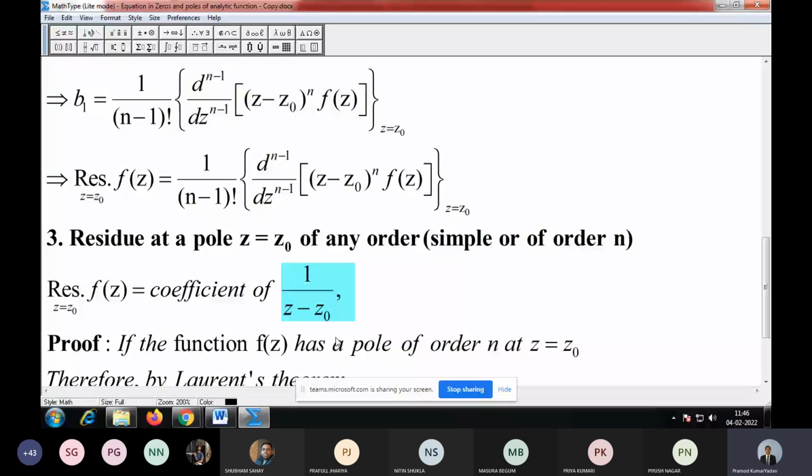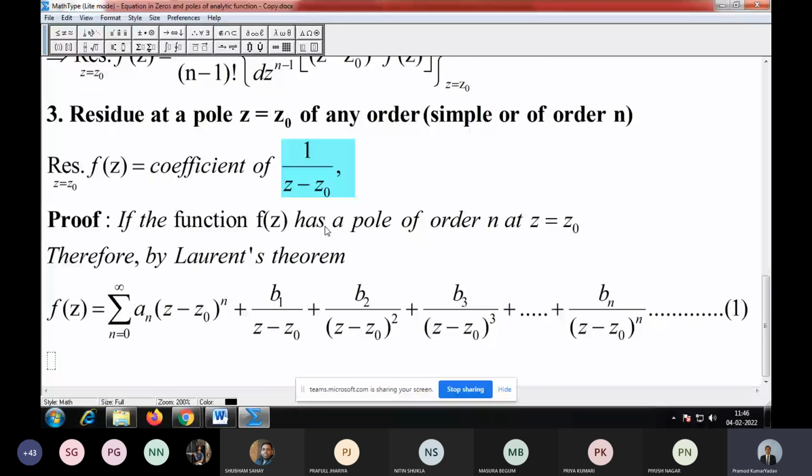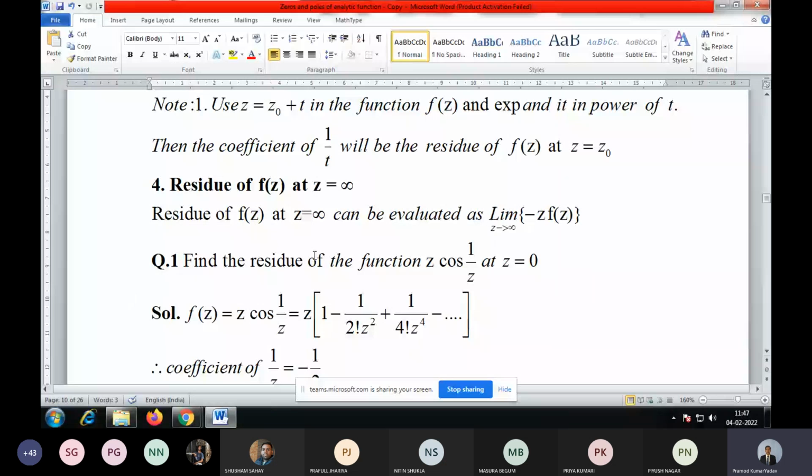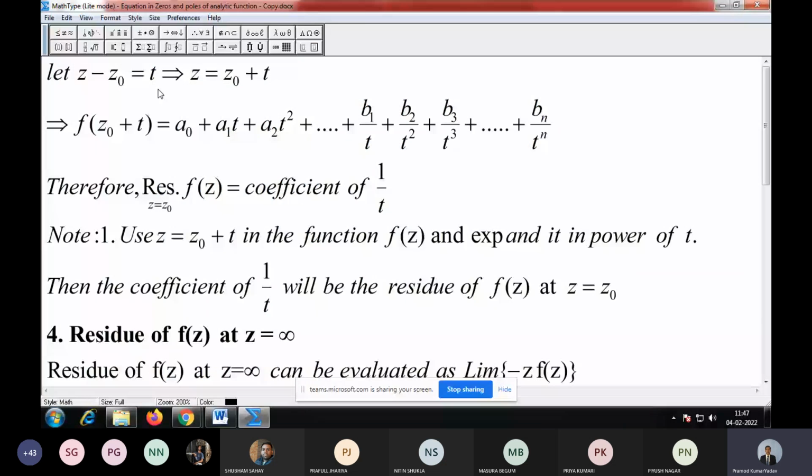Okay, so the proof is again very simple. If the function f(z) has a pole of order n at z equal to z0, then we know already that b1 is the residue of f(z) at z equal to z0. Just assume z minus z0 equals t. So z will be z0 plus t, and f(z0 plus t) will come like this. Then the residue of f(z) is the coefficient of 1 upon t in the function f(z0 plus t). So this is the important note.